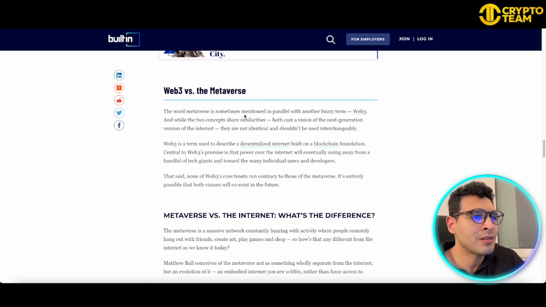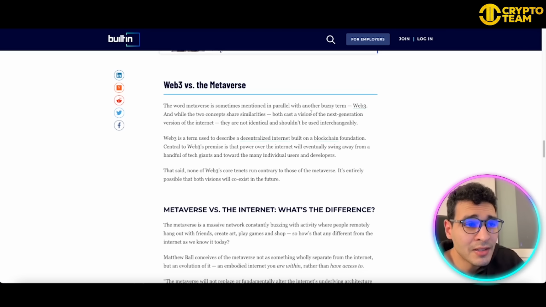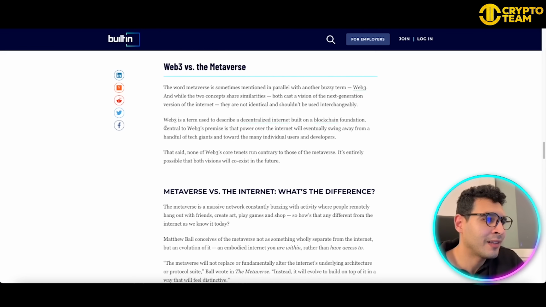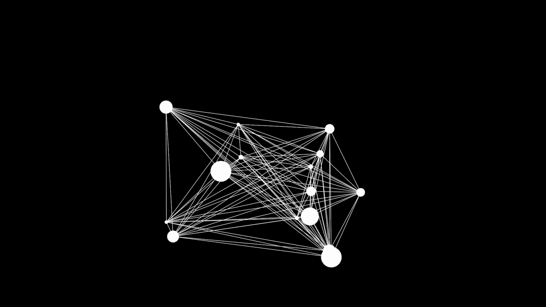The word Metaverse is sometimes mentioned in parallel, of course, with Web3. The two concepts have similarities, of course, and both cast a vision of the next generation of the internet, and they're not really identical. Web3 is a decentralized internet built on the blockchain foundation.